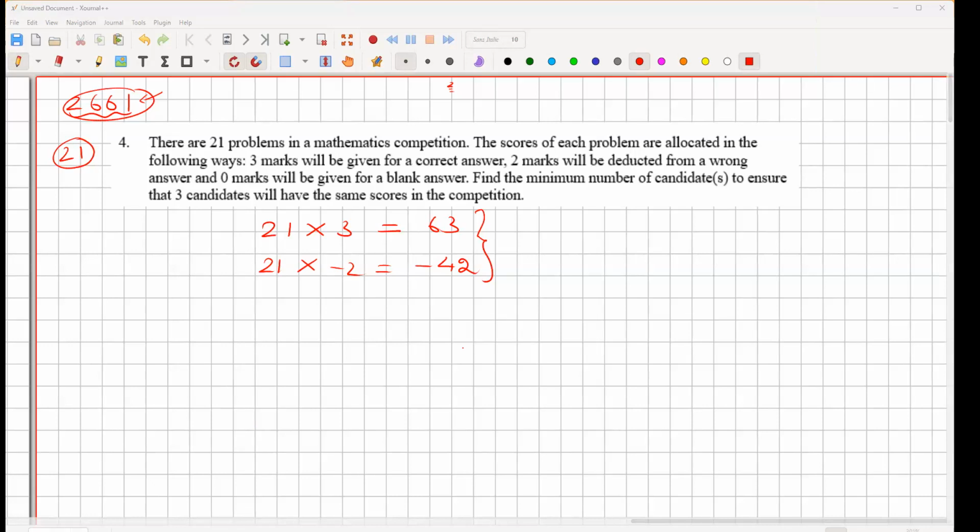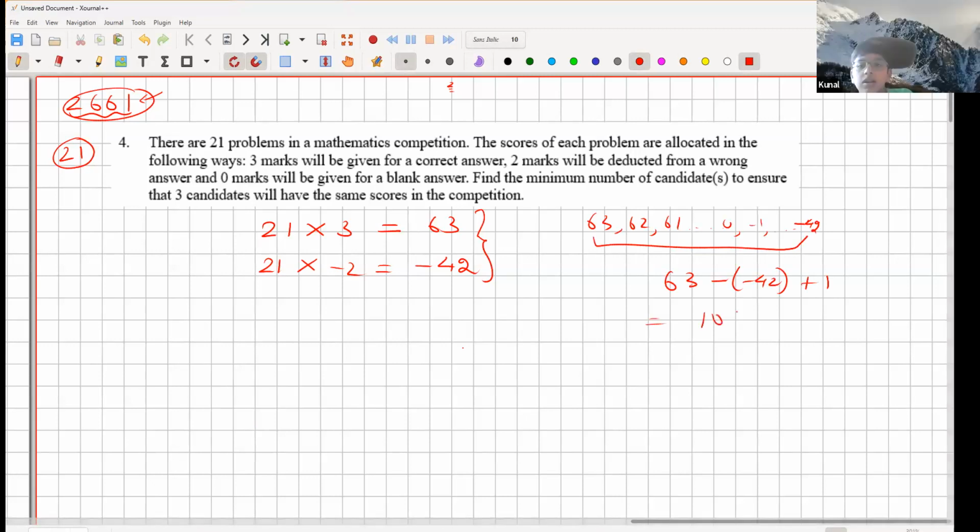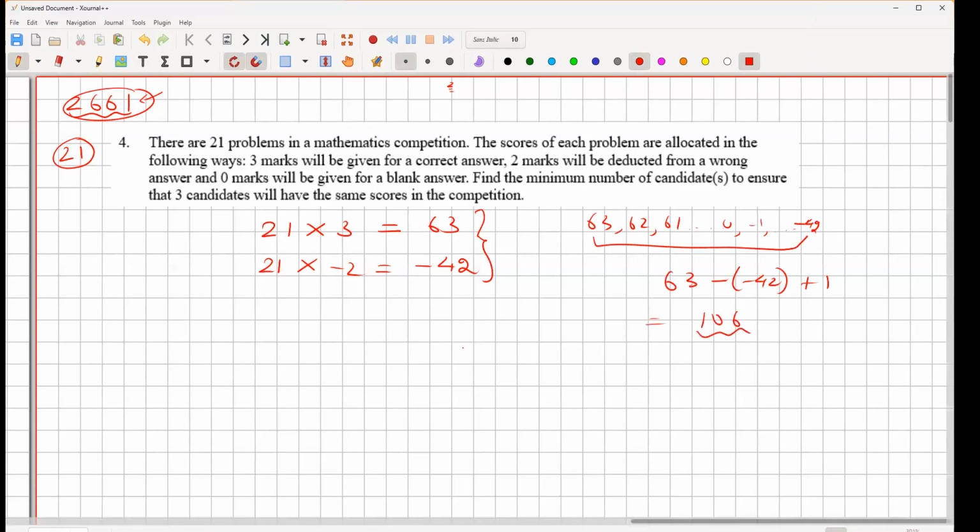Okay. Now, if every possible mark from 63 down to minus 42 is possible, in between there'll be 0, there'll be minus 1 all the way till minus 42. Then how many numbers are there from 63 to minus 42? So 63 minus minus 42 plus 1, right? The number of numbers. How much is it? 106. Kunal, is that what you said? I said 105. No, 105 plus 1, right? While counting, you always have to add 1, right, Kunal? Yes, yes. Okay, so there are 106 distinct scores.